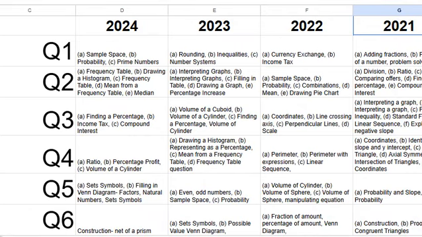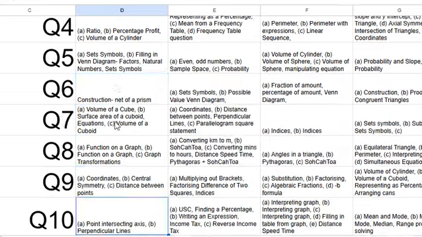Now this is a general breakdown of the questions that have come up for the last 4 years. So in the top box up here for question 1 in 2024, it was a sample space and probability and then prime numbers. They were the general topics that come up in that question. For question 2, it was a frequency table, drawing a histogram, mean from a frequency table, median, and then third question, finding a percentage, and so on down the paper.